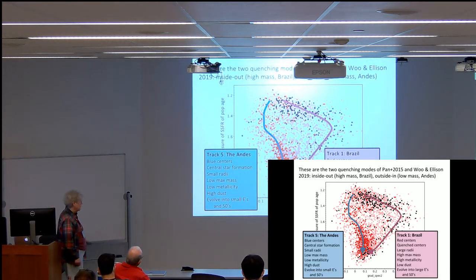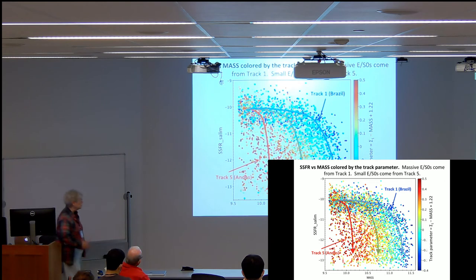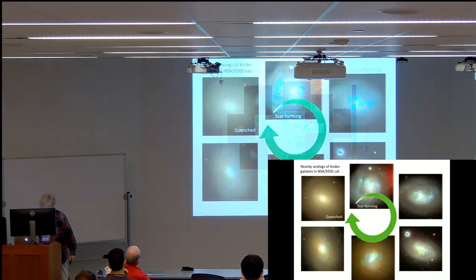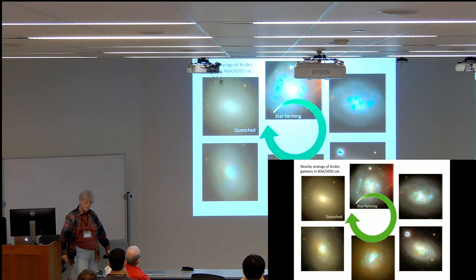So here's a summary of the properties of the objects on the two tracks. And this track here turns out to be the quenching mode with blue centers quenching outside in, low mass galaxies, as it turns out, in the Andes. And these are the more standard quenching inside out galaxies in Brazil. The track idea is useful because it gives you an idea of how things move in other diagrams. And the prediction here is that Brazil galaxies evolve into very high mass objects, and Andes objects evolve into small quenched objects. Okay, so Andes galaxies are not on the standard Hubble sequence.